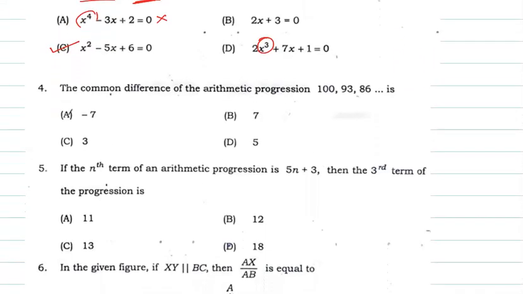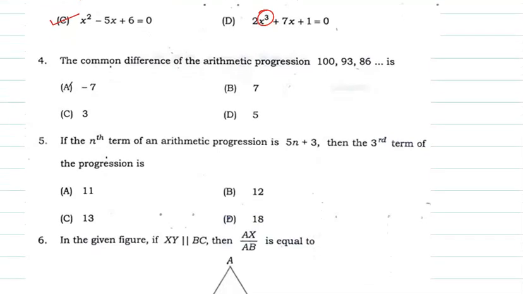Now I am going for the fourth one, the common difference of the arithmetic progression. So what is the common difference for the arithmetic progression? That is denoted by d. We all know the formula to find it, that is a2 minus a1. Here it is a1, this is a2, this is a3. On simplification we will get 93 minus 100 and that gives minus 7 as the correct answer.